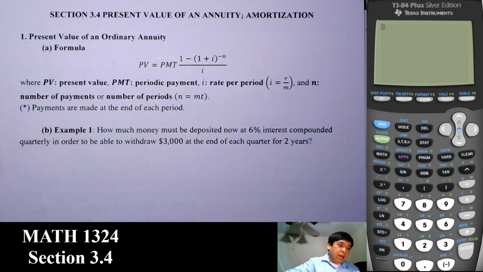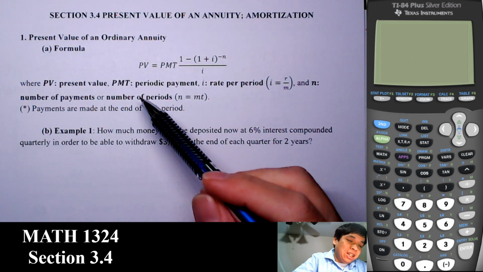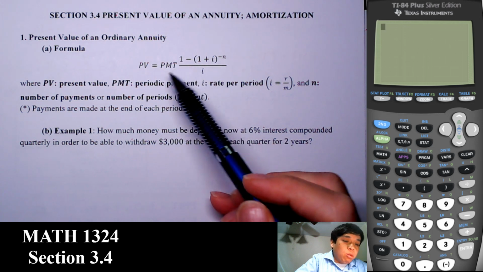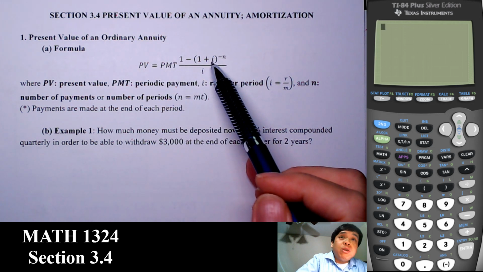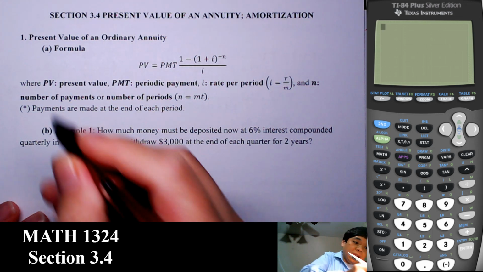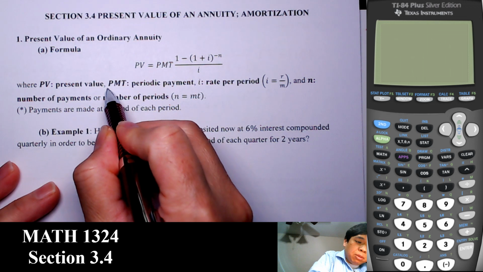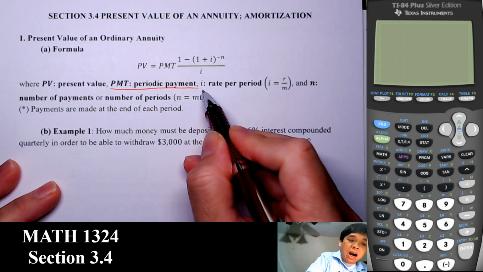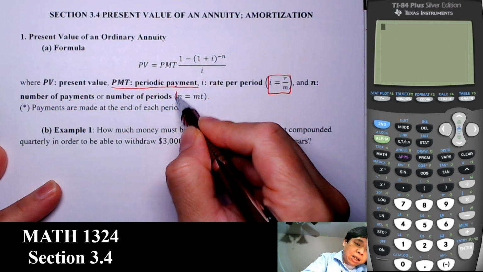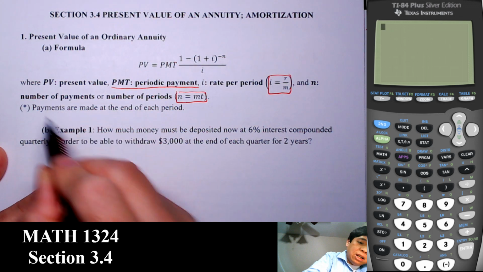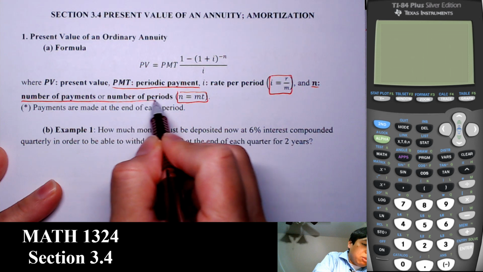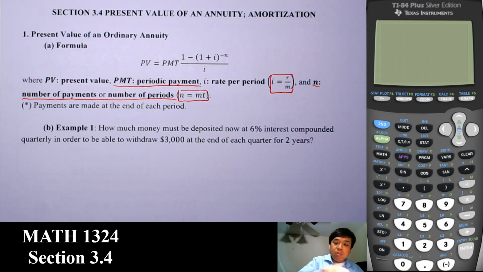Right, so we have this just straight with the formula. We said the present value is given by this formula, because payment we know how to calculate, and I and N from the previous section. Let's just talk about that again. Payment, the periodic payment, is PMT. I is the rate per period. I equals R over M, and N equals M times T, where N is the number of payments or the number of periods, because M is the number of periods a year.